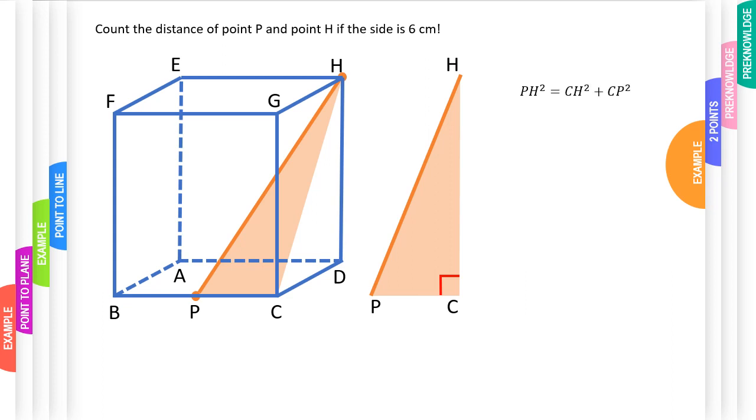This is the Pythagoras theorem based on the triangle that we get. CH is a plane diagonal. That's why CH is equal to 6 times square root of 2. It's like what I said before in the beginning slide. CP is equal to 3 because it is half of BC.